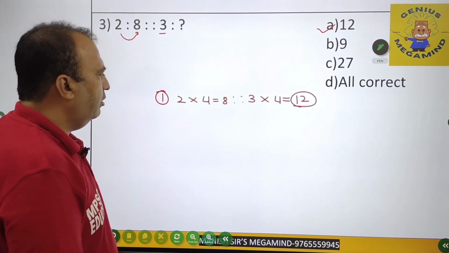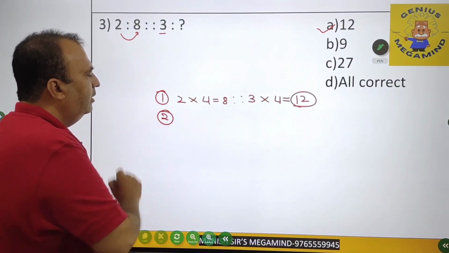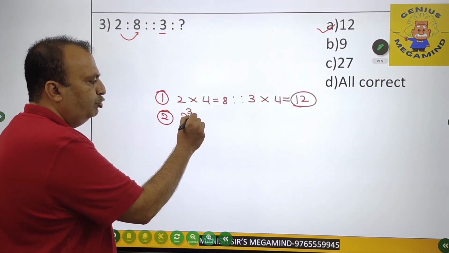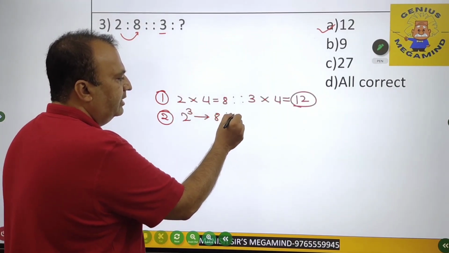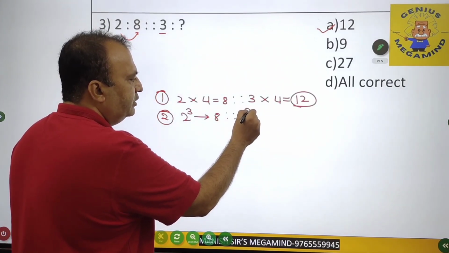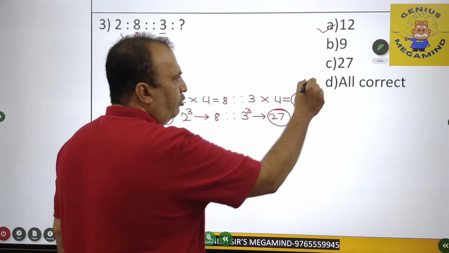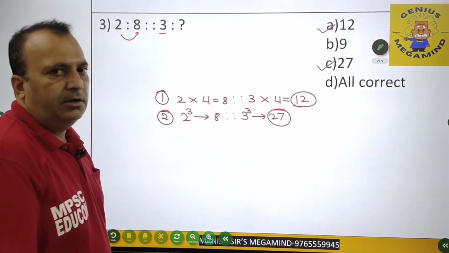Now how can I solve the question in the second method? So the second method, I can say, what is 2's cube? 2's cube, my friends, is what? 8. So in the same way, I'll go for 3's cube, and 3's cube is what? 27. So 27 can also be the answer, that is option C.